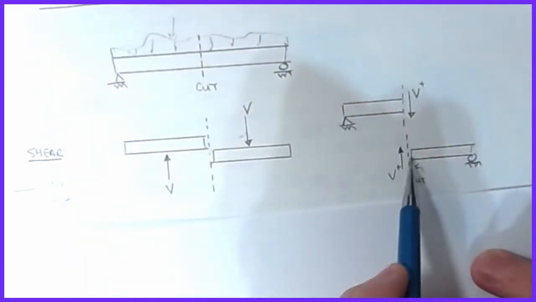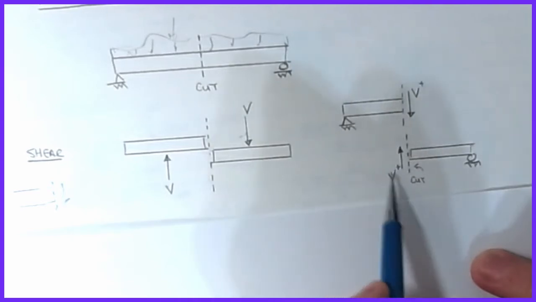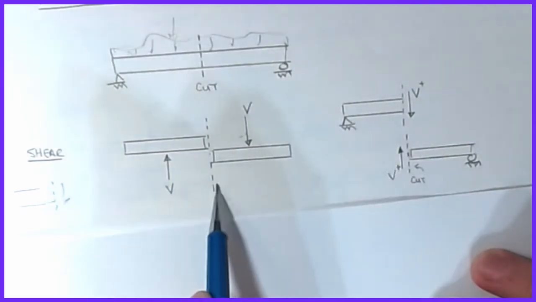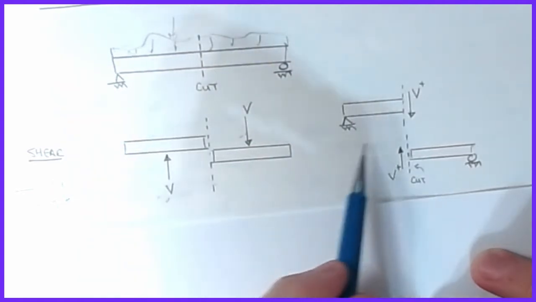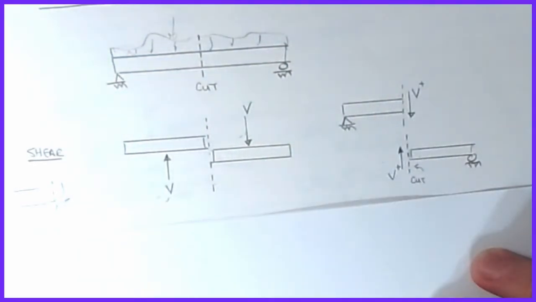Likewise, over here, the cut is on this end, and now I'm writing to the left of that. So now I need to take the positive to the left of the cut, and that's this guy. That's why it's up. This is probably the trickiest of the bunch.